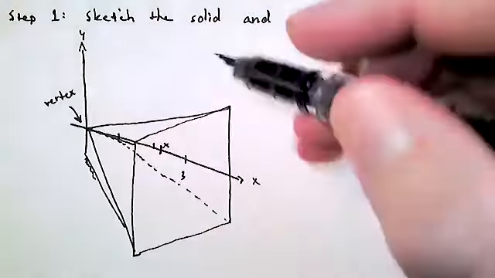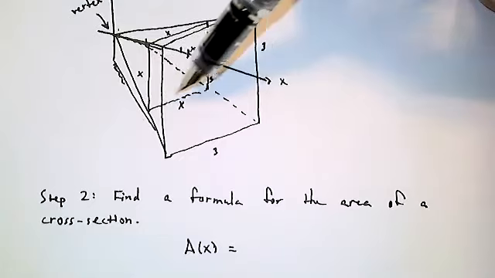So I need to be able to write A of x is equal to, well, whatever it needs to be. So if I go x meters along the x-axis to here, what's the area of the cross section? Well, this is just a square, right?